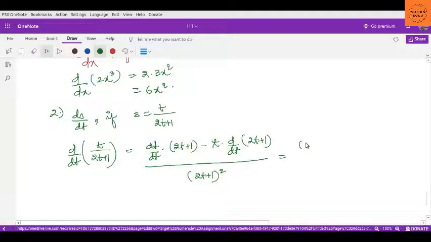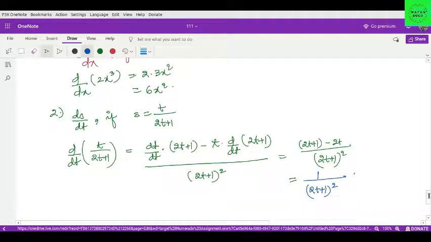Now it is equal to 2t plus 1 minus 2t upon 2t plus 1 whole square. Now this is equal to 1 upon 2t plus 1 whole square. So this is the answer to this problem.